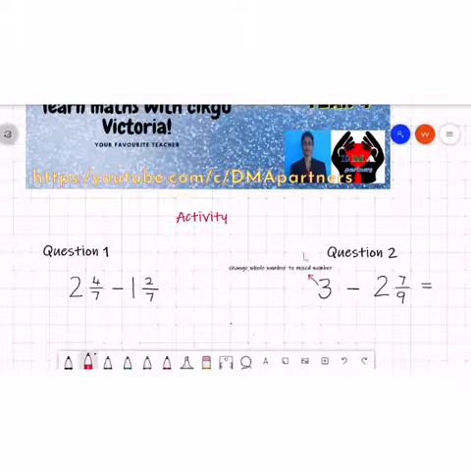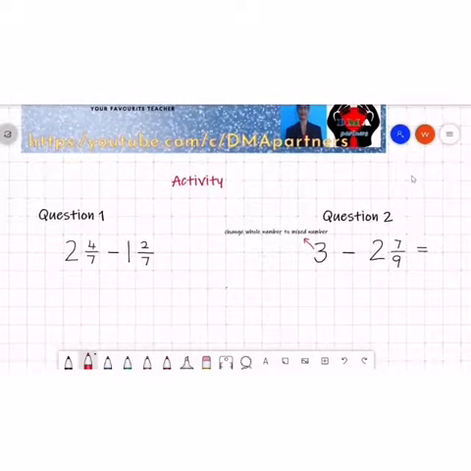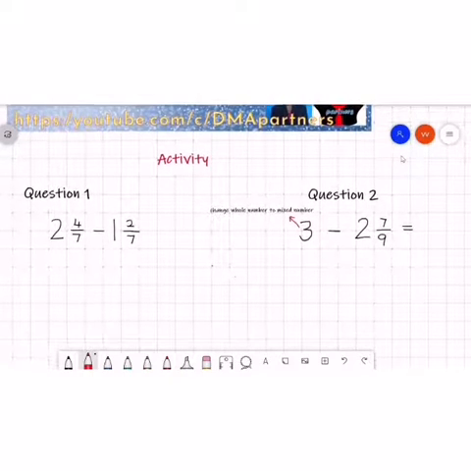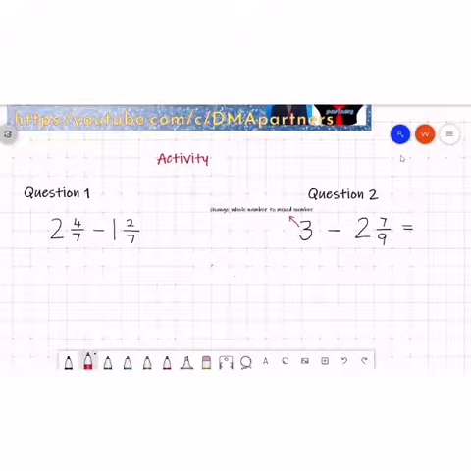Okay, question number 1: 2 4/7 minus 1 2/7. So class, how do we do this question? Before you solve it, the first step is to find out whether the denominators of the fractions are the same or not. Now you see, both fractions have the denominator 7, so we can solve this problem without any doubt because the denominator is already the same.